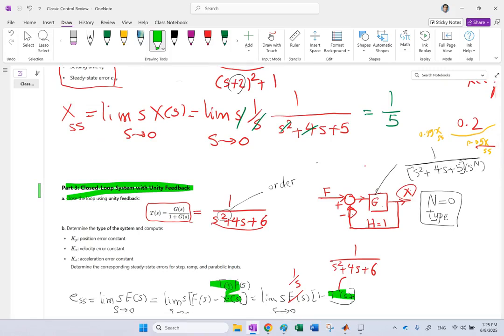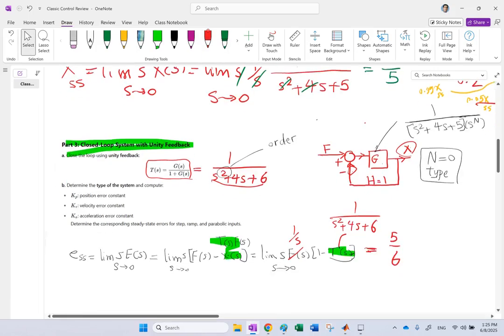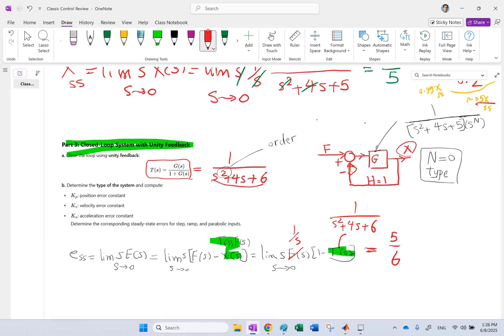Okay? And in this case, if I calculate this, s and 1 over s would cancel, you get 1 minus 1 over 6, you get 5 over 6. This is your steady state error in response to step input for the closed loop system, not the open loop system. If you plot the step of the closed loop system, then you'll see that the output of the system goes to 1 over 6 as opposed to 1 over 5, and there is 5 over 6 error.